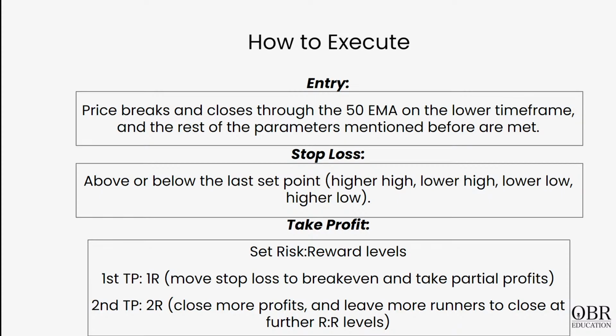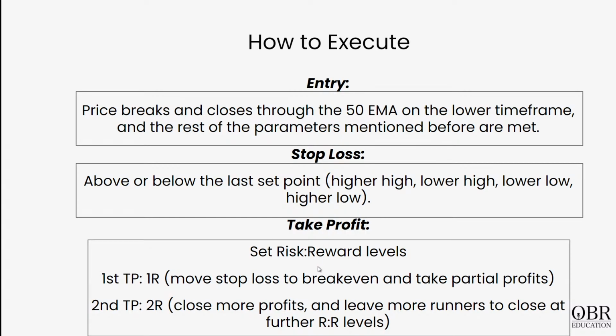And the entry for this is when price breaks through and closes through the 50 exponential moving average on the lower time frame, and the rest of the parameters mentioned before are met. The stop loss goes above or below the last set point. When I say set point, I'm referring to a higher high, lower low, or higher low. And the take profit for this one is set on risk to reward levels.